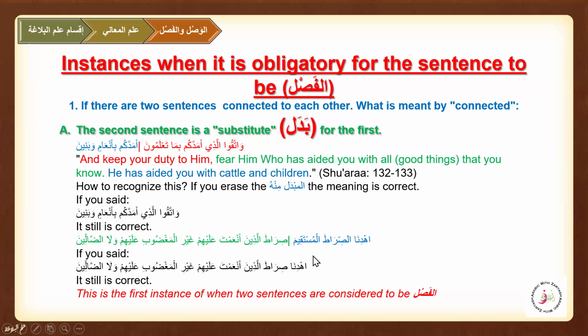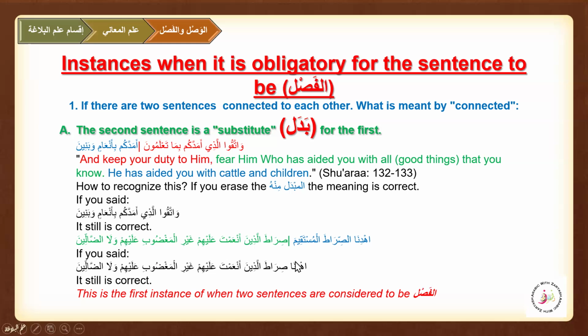Now let's see the next example. اهدنا الصراط المستقيم صراط الذين أنعمت عليهم غير المغضوب عليهم ولا الضالين. Here we see if you have said ihdina صراط الذين أنعمت عليهم غير المغضوب عليهم ولا الضالين, it is still correct. Like guide us to the right path, guide us to the path of those. So it is still correct, because what is the Sirat al-Mustaqim? Sirat al-Mustaqim is the Sirat of the ones anamta alayhim غير المغضوب عليهم ولا الضالين.